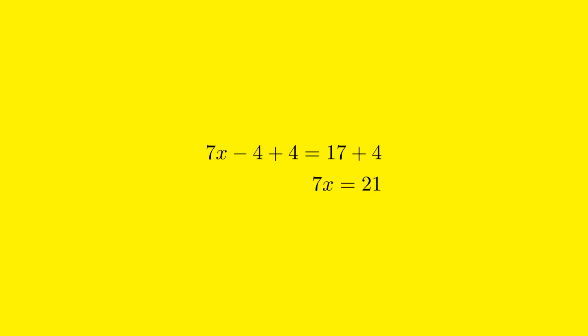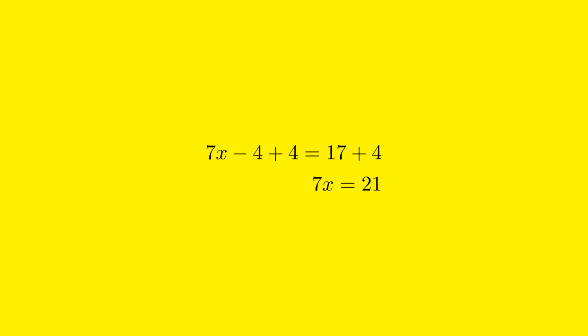Step 1. We start with the equation 7 times x minus 4 equals 17. The goal is to isolate the variable x on one side of the equation so that we can find its value. To begin this process, we need to get rid of the minus 4 that is on the same side as the variable. Since the equation says minus 4, we cancel this out by doing the opposite operation, which is adding 4. When we add 4 to the left side, we must also add 4 to the right side of the equation to keep it balanced.